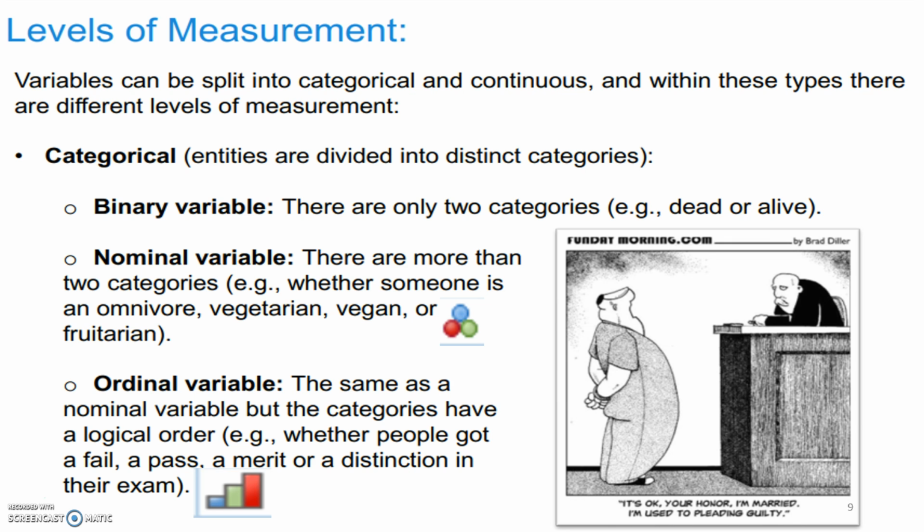We have the binary variable, which has only two categories, e.g. you are either dead or alive, either male or female. For a nominal variable, there are more than two categories, such as whether someone is an omnivore, a vegetarian, a vegan, or a fruitarian. Then we also have the ordinal variable. It still falls under categorical variables and is the same as nominal, but the categories have a logical order, such as whether people got a fail, a pass, a merit, or a distinction in the exam. That's an example of an ordinal variable.